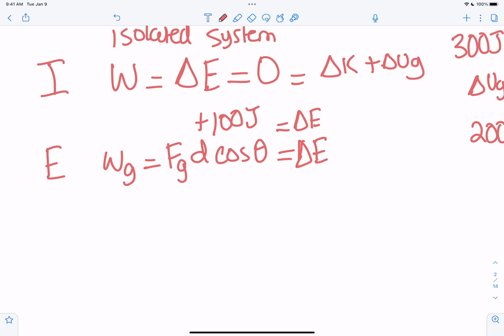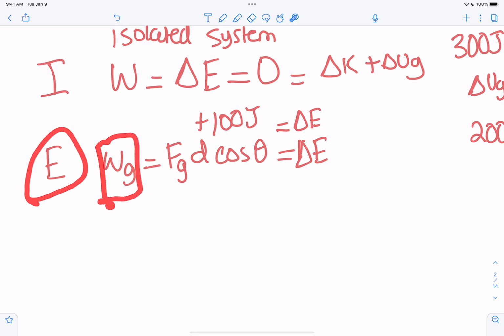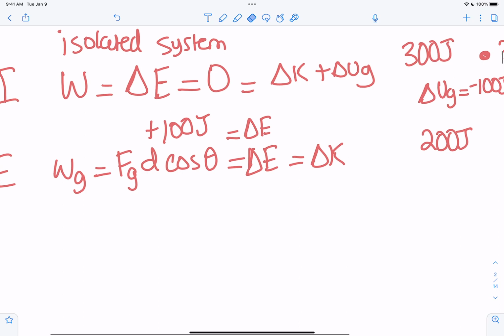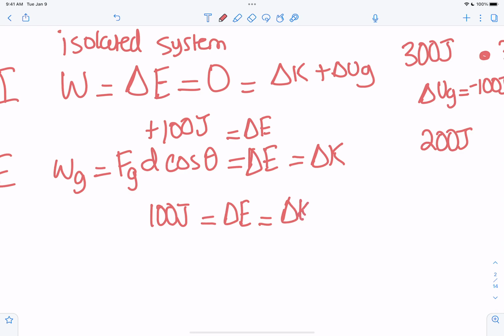Well, since we're externalizing gravity, we can no longer calculate gravitational potential energy. We cannot add it to the right side of the equation. So you're only left with the change in kinetic energy here. This external perspective tells us that the work done by gravity is 100 joules. It added 100 joules of energy to the system, and that caused a positive 100 joule increase in kinetic energy.